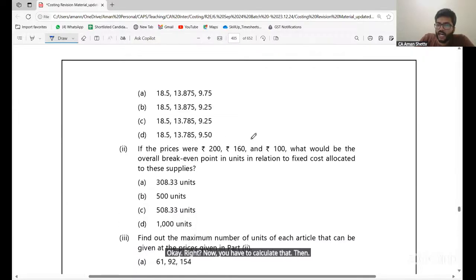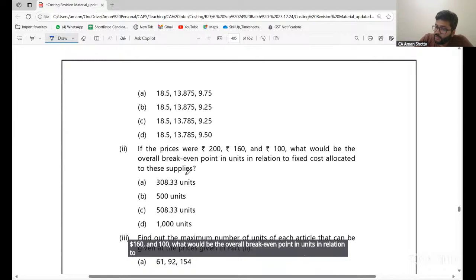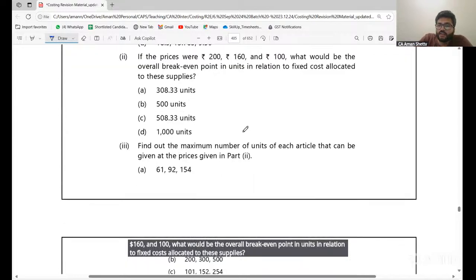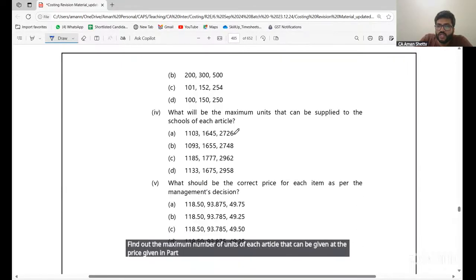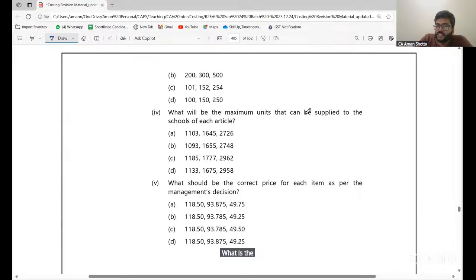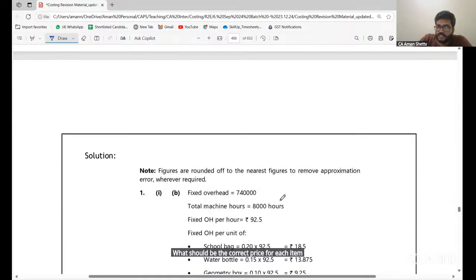Then if the prices are 200, 160, and 100, what would be the overall break-even point in units in relation to fixed cost allocated to these supplies? Find out the maximum number of units of each article that can be given at the price given in part 2 above. What will be the maximum units that can be supplied to schools? What should be the correct price for each item as per the management's decision?